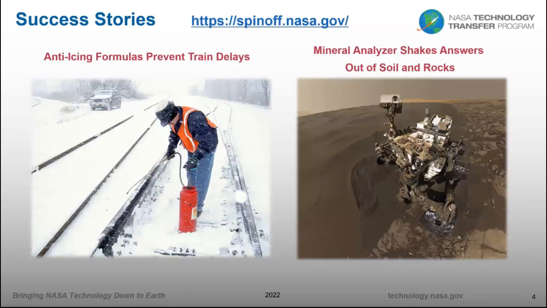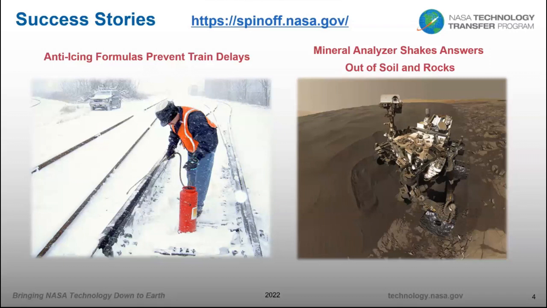Here are just some quick things that were worked on within NASA Ames and now are out in the public. One thing is anti-icing formulas. You could put that on train tracks. It was created for a NASA mission, so that helps prevent train delays, and it's also on airplanes. When you see airplanes getting de-iced, the formulation of that was at NASA Ames.